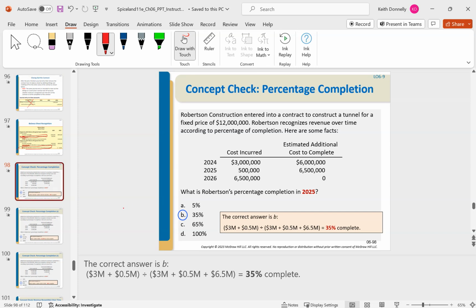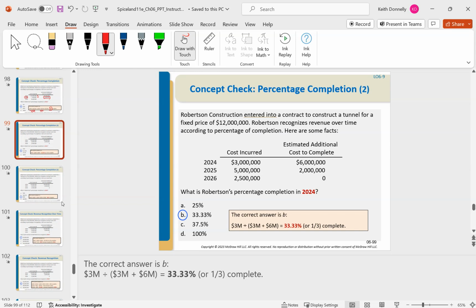They give us some problems. A lot of these, what they're looking at here are costs to date over total estimated costs. So here they're looking at 2025. Cost to date are the 3 and the 500. That's what we're into it today. Our total estimated costs are going to be what we're into it today plus what we think we're in for in the future, 6.5. You just do the items here. That gives you the percentage on it.